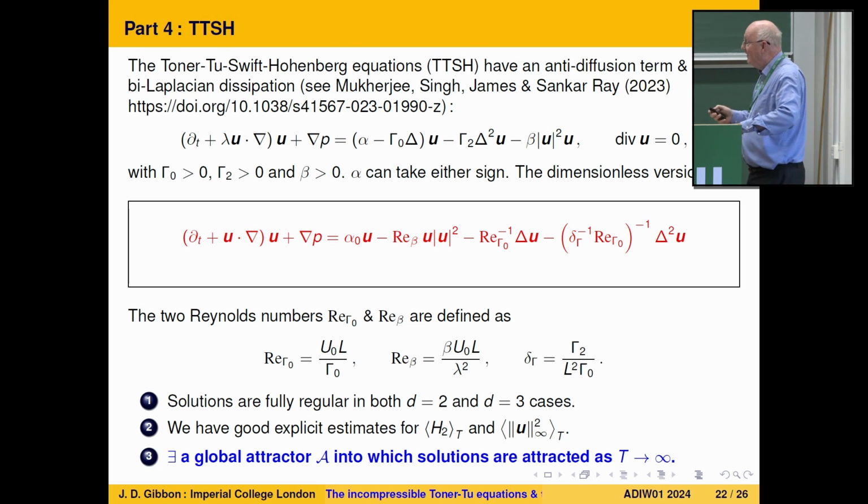We have a longer break. I'm now going to move on to Toner 2 Swift-Hohenberg, which, as I said, now has anti-diffusion, and then you've got the bi-Laplacian. And I'm going to do the same rescaling into a dimensionless version, and I've got the Reynolds beta, second Reynolds number, and now I've got what's called Reynolds gamma naught, that's like the Reynolds nu, but also this delta. Now this delta is actually important.